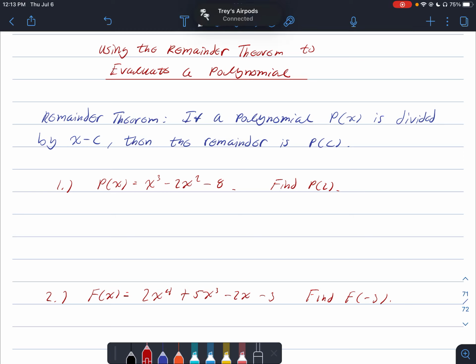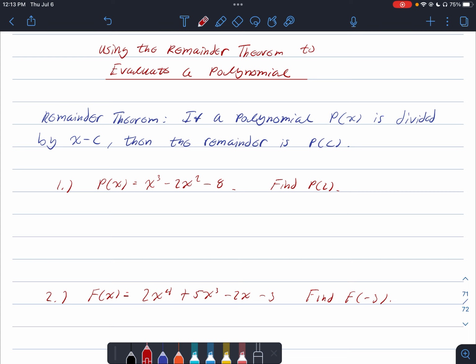So in our previous video, we talked about the method we can use for polynomial division called synthetic division. Today we're going to use a little application of synthetic division in order to evaluate a polynomial. This application is called the remainder theorem. It basically says that if a polynomial p of x is divided by x minus c, then the remainder is p of c, okay?